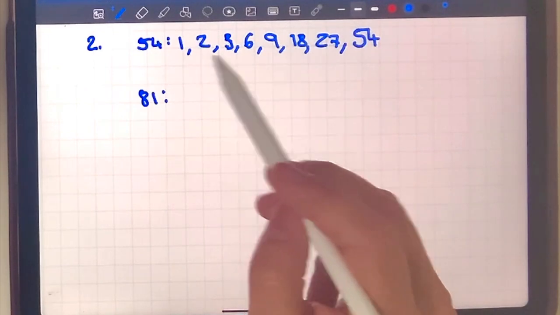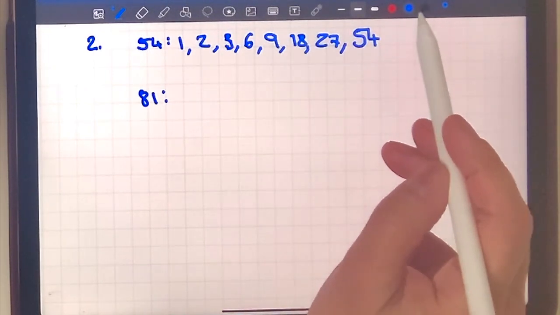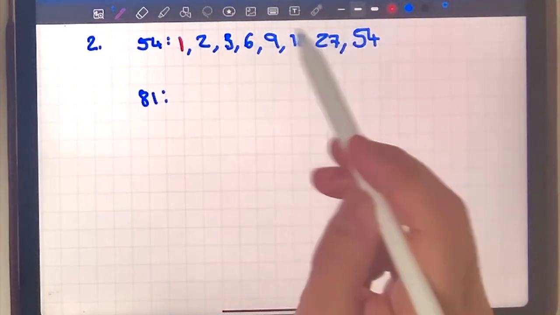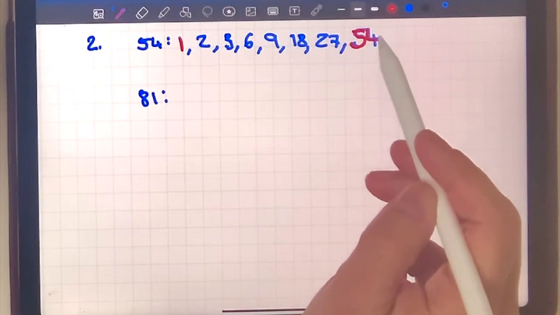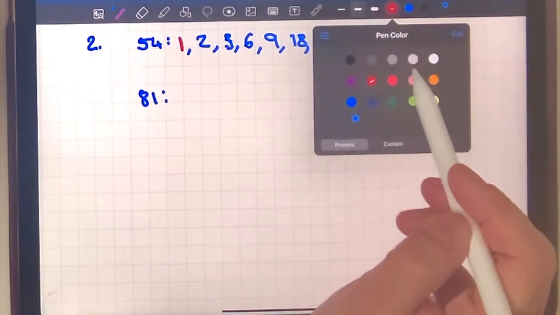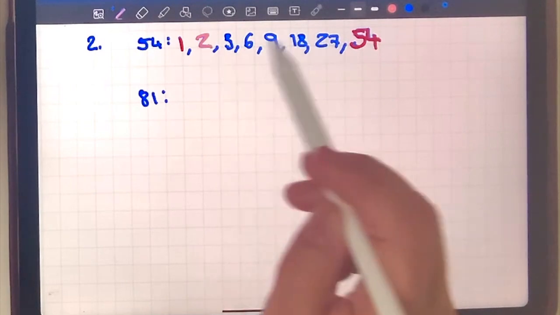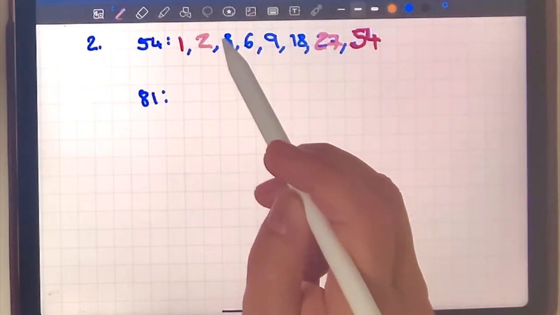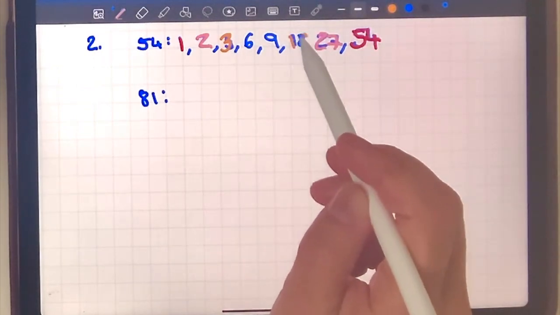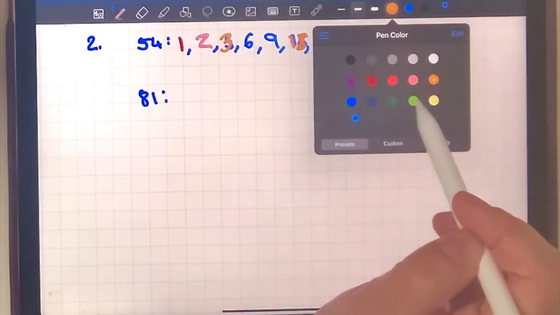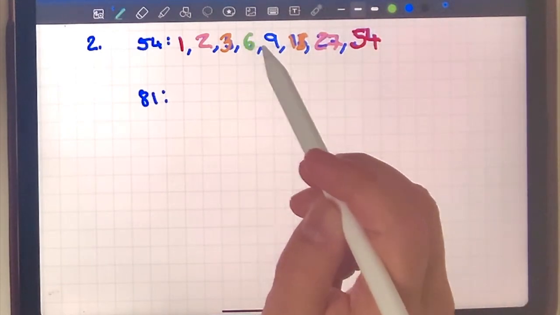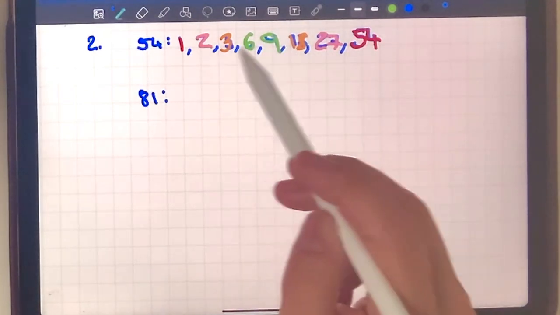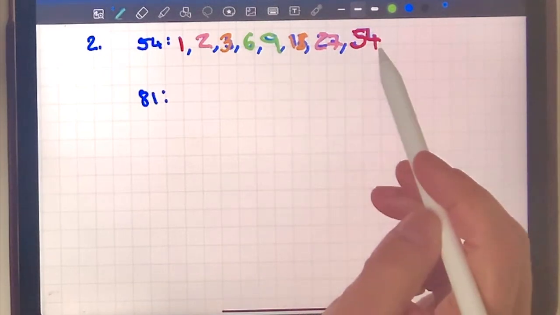Okay, so those are the factors of 54, and again, if I pair them up, I can see that 1 goes into 54 54 times, and 2 goes into 54 27 times, and 3 goes into 54 18 times, and 6 goes into 54 9 times. So I've made sure that each one is paired up with its other factor.